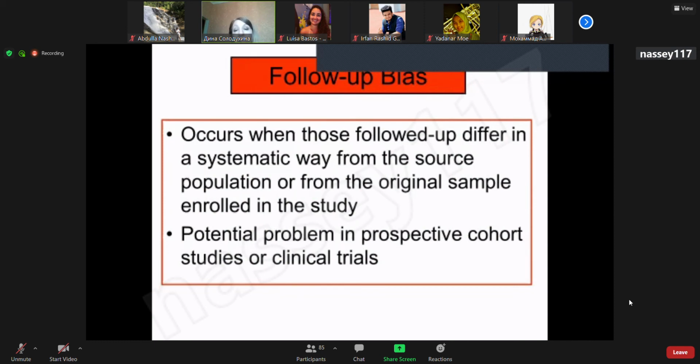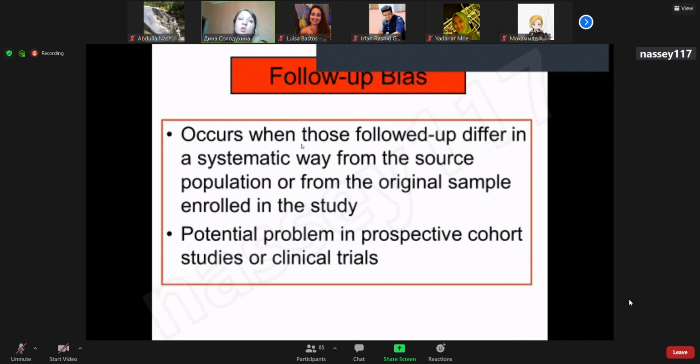The next one is follow-up bias. It occurs when the people who are followed up differ in a systematic way from the source population or original sample enrolled in the study. This is a problem in cohort studies and less, but still a problem in some clinical trials if people tend to give up participation.